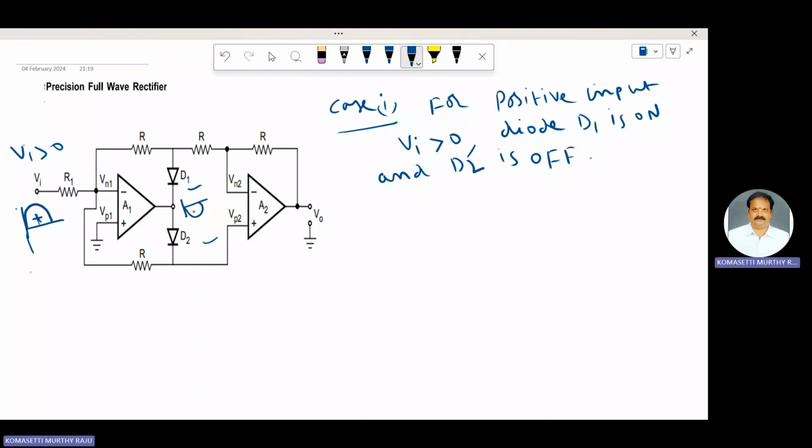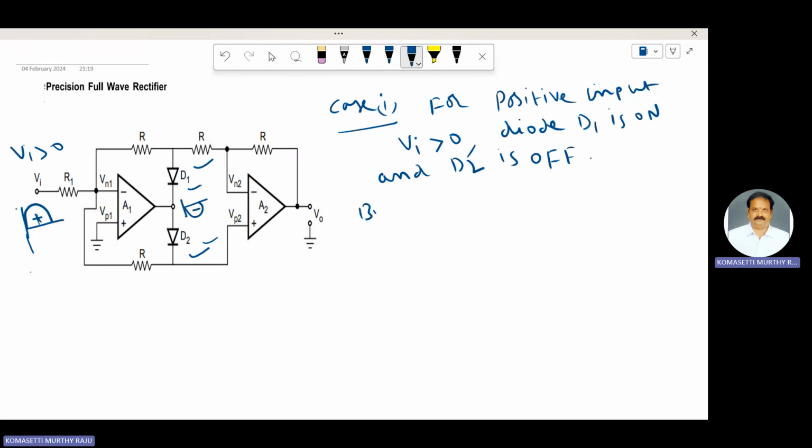At this point, the waveform is like that. Negative going signal here. Due to this negative going signal, diode D1 is forward biased and diode D2 is reverse biased. Both the op amps A1 and A2 act as an inverter, as shown in the figure.